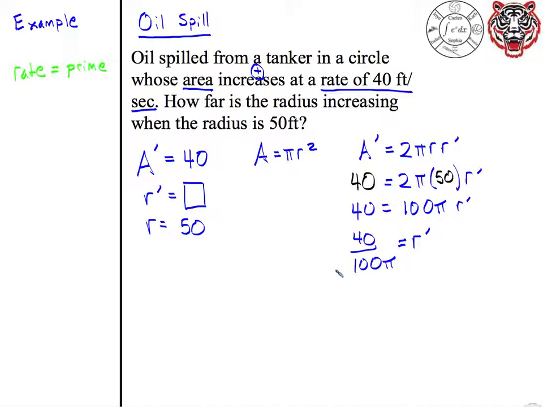So this is going to be what? 2 over 5 pi. You got it by dividing by 20. And here's the kicker. We have to use units.